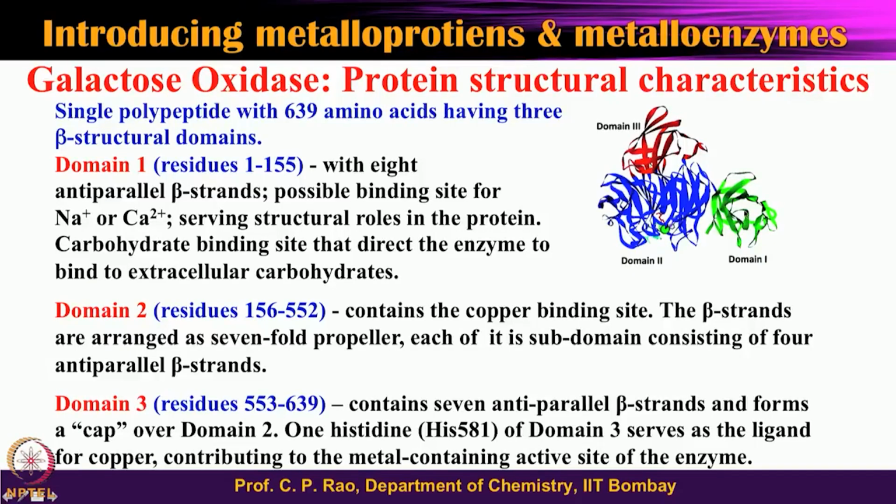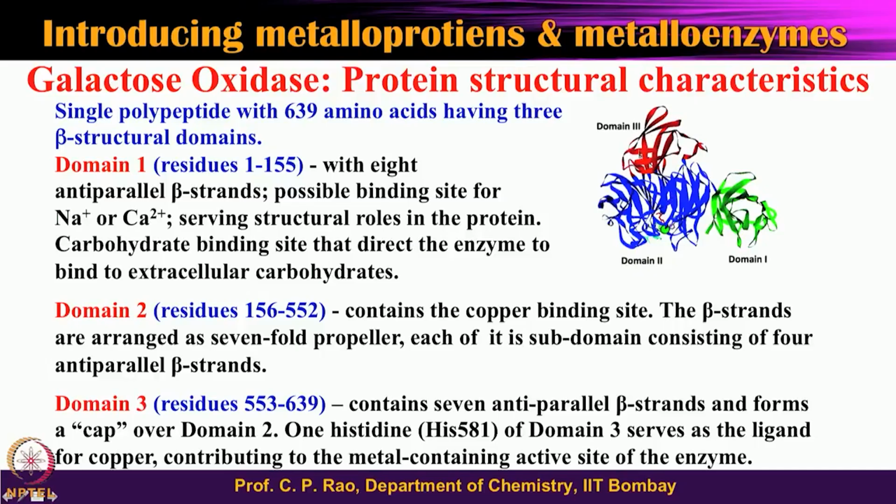And domain 1 has some sodium and calcium binding sites, but most importantly it has the carbohydrate binding, because here what you are doing is taking the galactose and converting it into the galactose oxidized form at the C6 position. So, the carbohydrate binding, carbohydrate recognition, is there in domain 1. And what is domain 2? Domain 2 has this type 2 copper center, that means catalytic center, reaction center, active center.